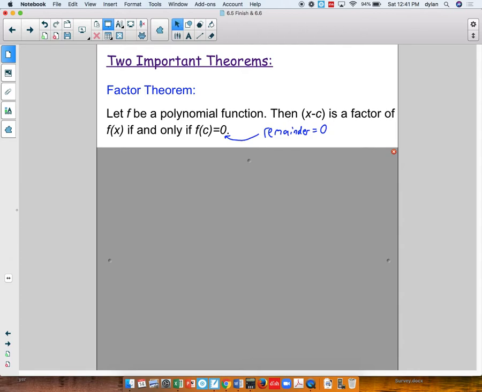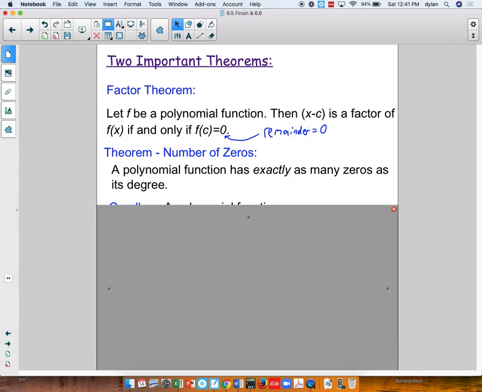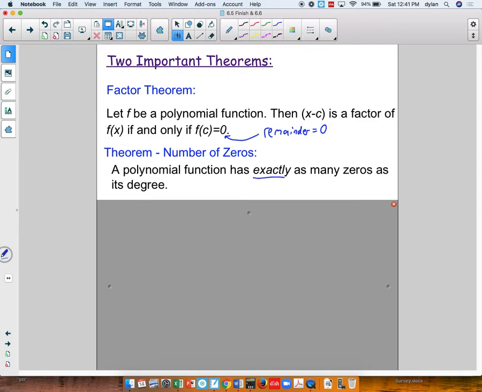The other theorem that we're going to be relying on today is particularly important, so I really want you to pay close attention to this one. The theorem is called the number of zeros theorem, and it tells you that a polynomial function has exactly as many zeros as its degree. This is really important because it gives us an upper limit on how many zeros we need to look for.